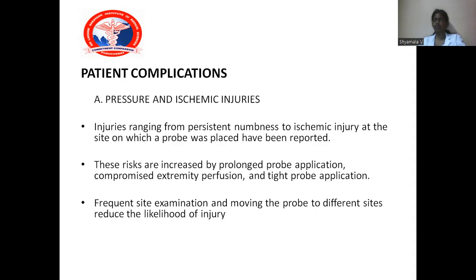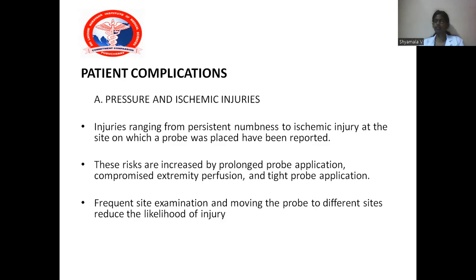Once the saturation falls below 90%, even a small drop in the oxygen saturation will lead to a significant drop in the partial pressure of oxygen. And P50 is the point at which 50% of the hemoglobin is saturated with oxygen. It is very important as it determines the leftward and rightward shift of the curve.